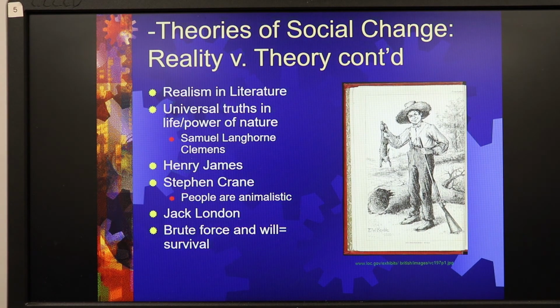Here we go. Realism in literature. Basically, novels started to say you could find universal truths in local life and the power of nature. Mark Twain is an excellent example of this. He was originally born Samuel Langhorne Clemens, but he took up the name Mark Twain.